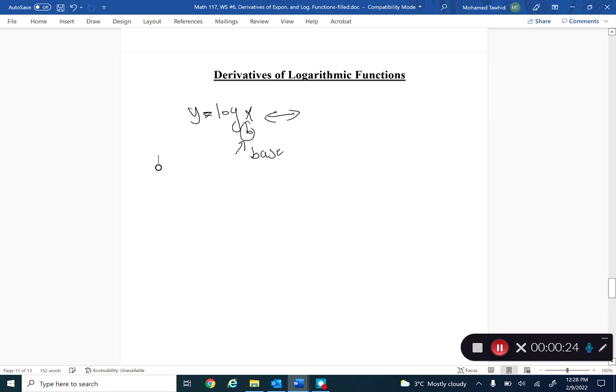If you try to rewrite this as an exponential function, it will be b to the power y. That is your base raised to the power y, equal to whatever you have inside your log, which is x. So b to the power y is equal to x. What is x? Whatever is inside your log.